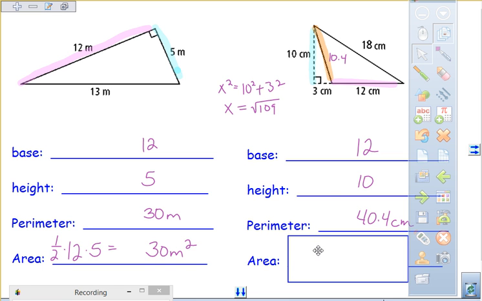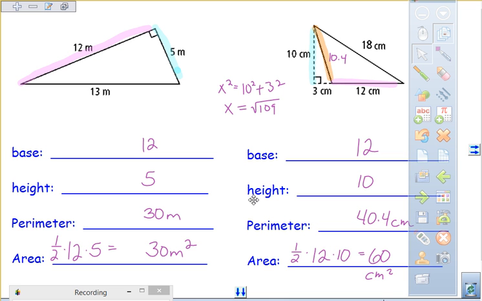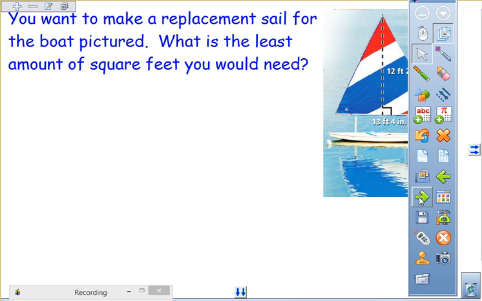My last step is to find the area. Remember, area is 1/2 base times height. So we have 1/2, base is 12, height is 10, for 60 square centimeters. We will skip the next slide.